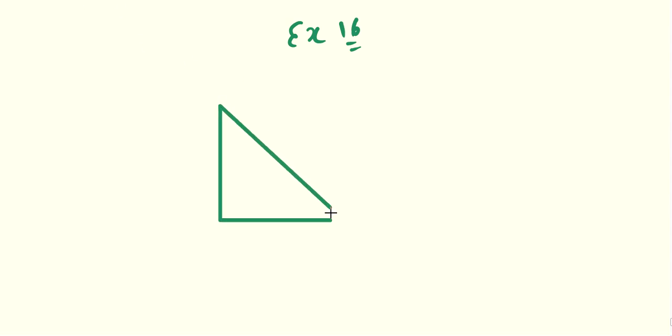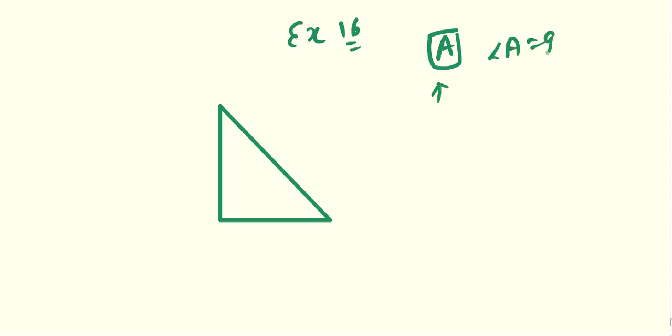First question, exercise 16. Triangle ABC is right angled at vertex A. So now in this question it is clearly mentioned that you have triangle ABC which is right angled at A. That means 90 degrees at A. Angle A equals how much? 90 degrees. So you have to write here A, then B, then C.